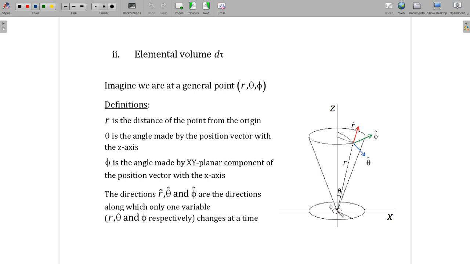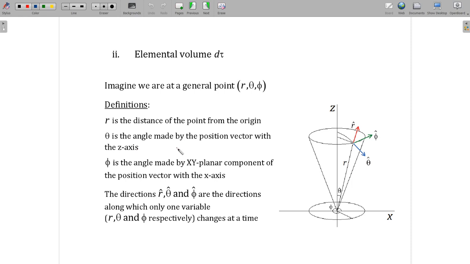So for all points on the xy plane, the theta coordinate is pi by 2, is 90 degrees. The angle that the position vector makes with the z-axis is what we call theta. If I take a point on the z-axis, for example, that theta will be 0. So for all points on the z-axis, their theta coordinate is 0. I think that makes sense.